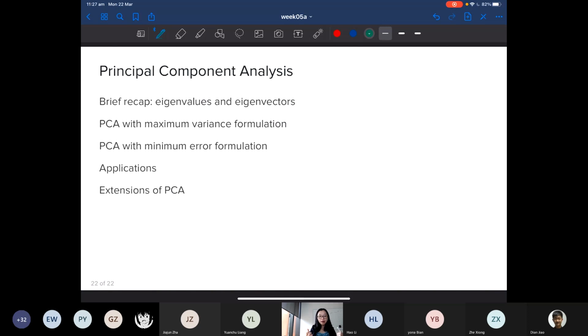So that's all for today. We've talked about eigenvalues and eigenvectors, and then we used them many times to derive 2 different formulations of PCA. And we also used them to look at the applications of PCA, including whitening. And we looked at one extension of PCA by basically solving for the PCA in a different space and then transforming it into the original space. So that's all for today. I'm happy to take questions.